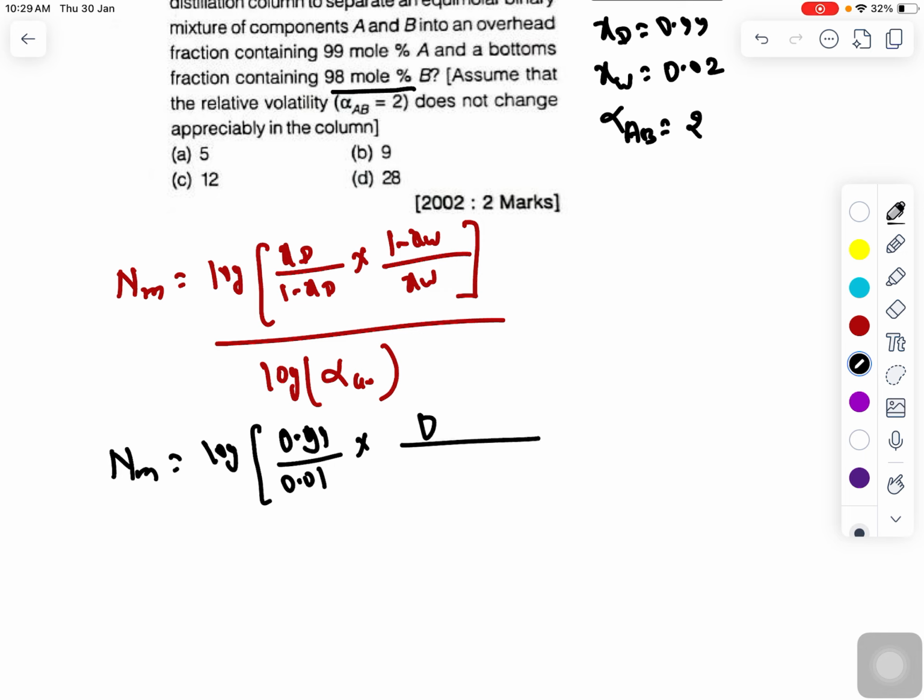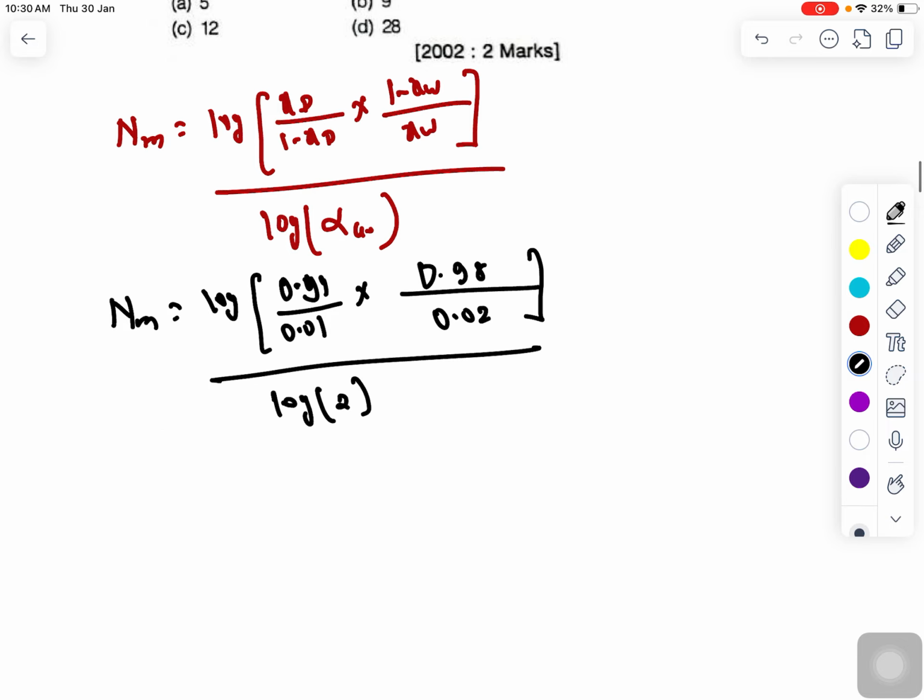Okay, so 1 minus xw is 0.98 divided by 0.02, and again divided by log of 2. Is that clear? So now this is up to you how you want to calculate. Directly you can calculate Nm will be equals to log 99 multiplied with 98 divided by 2 and divided by log 2.